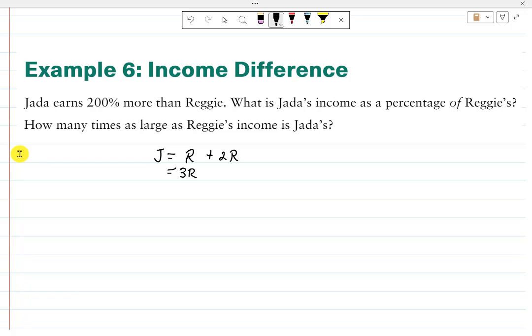Well, that's 300% of R. In other words, that's 300% times R. So we could say that Jada's income is 300% of R's.